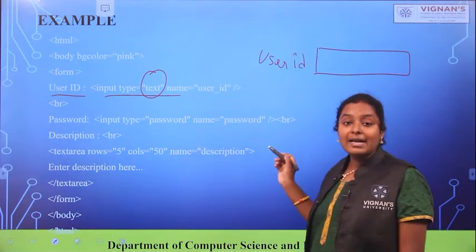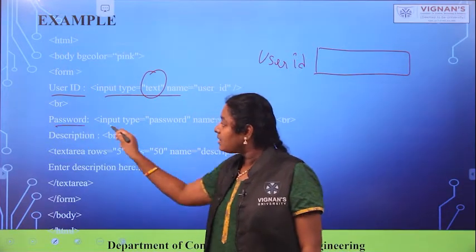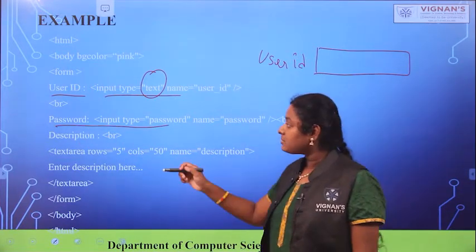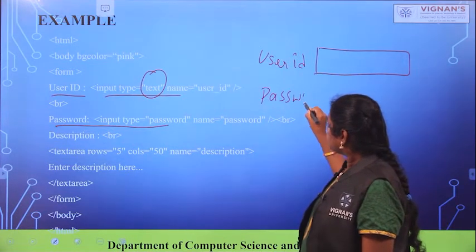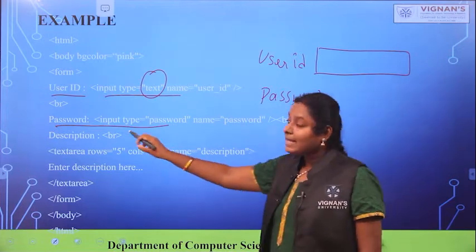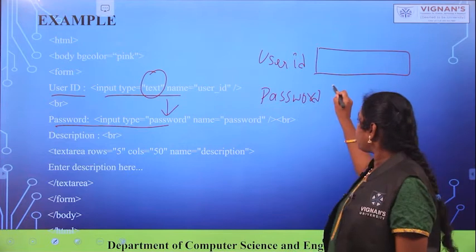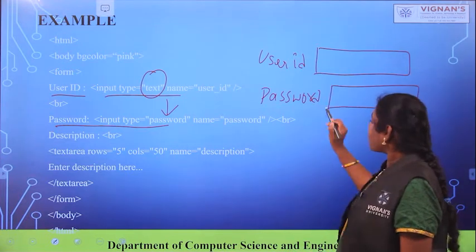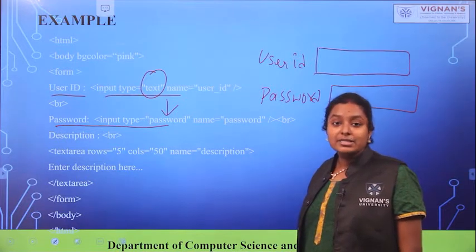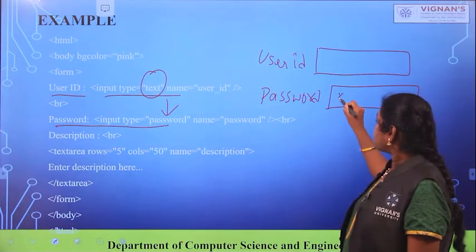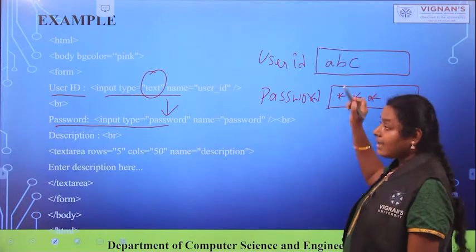Nothing but it will take a single line of input from the user. So what is the next control you have taken? That is password. This is the label. What is the next you have taken? Input type equal to password. So you will get a text field, but what type of text field is it? It is a password field. Whatever content you enter in this field will be masked. So here you can enter any text.